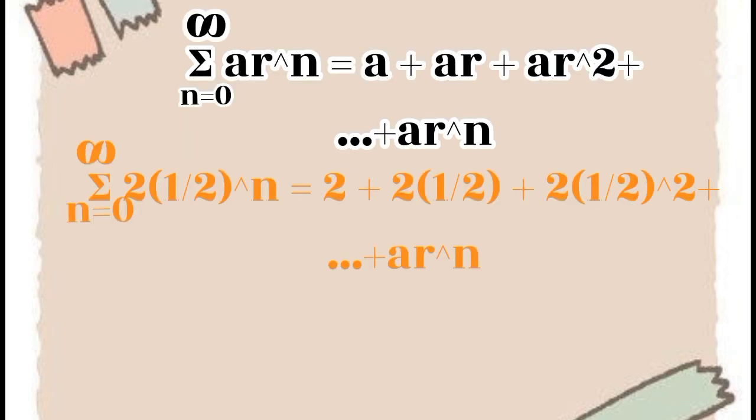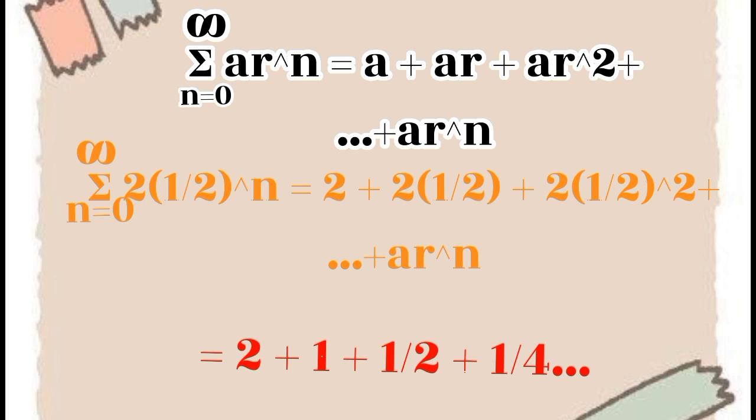To better understand the summation notation, say for example we have the summation of 2 times 1/2 raised to n, as n goes from 0 to infinity. In this example, the value of a is 2 and the value of r is 1/2. As first stated in the summation notation above, the first term would be only the value of a, which is 2.